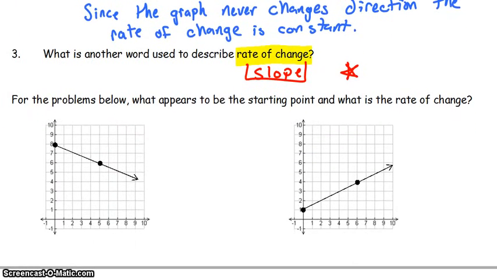On these two problems here, I want you guys to take a minute, press pause right now, and write down what you believe the starting point is as an ordered pair, and what you believe the rate of change is. Go ahead, press pause, write down your answers, and then unpause to check.